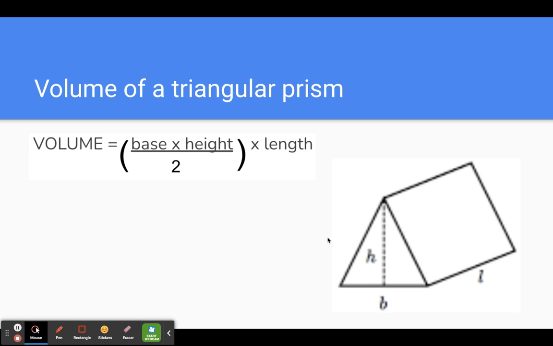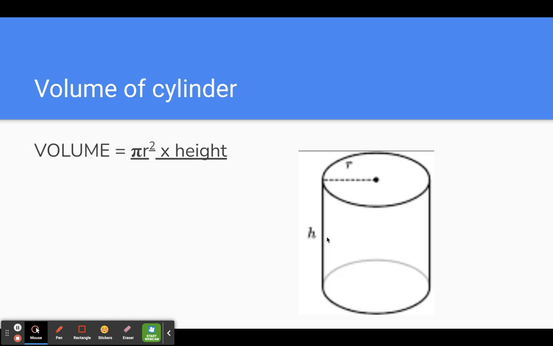That's how you find the volume of a triangular prism. And it's the same concept for the volume of a cylinder. You find the area of the circle face, this base, and then you multiply it by how far back it goes. If you have a circular piece of paper, you find the area of that circular piece, and then how many pieces of paper does it take to fill up the entire thing. You multiply that times the height. So the volume of a cylinder is pi r squared times height.